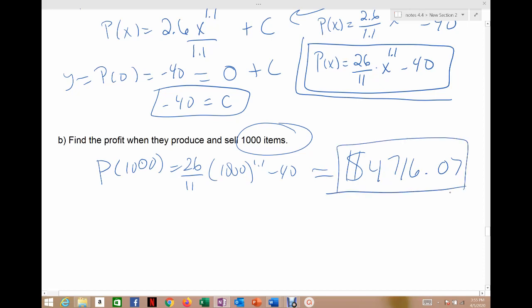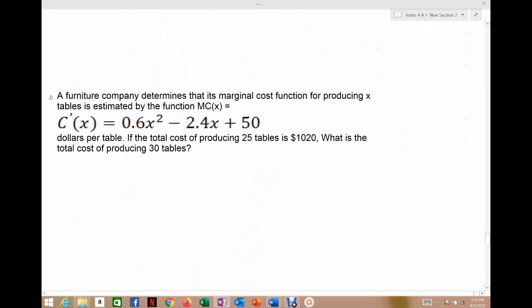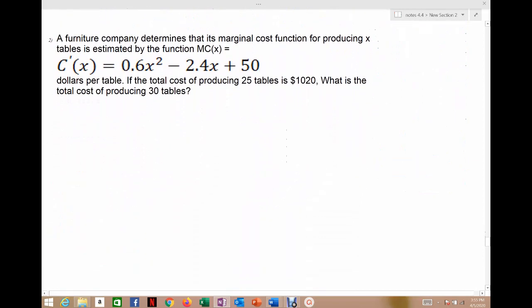All right, next problem, very similar to that. Problem 2 involves a cost function, a derivative of the cost function. Remember, marginal cost is the derivative of the cost function. So this is the derivative. A furniture company has a marginal cost, which again is a derivative of the cost function, of 0.6x squared minus 2.4x plus 50.